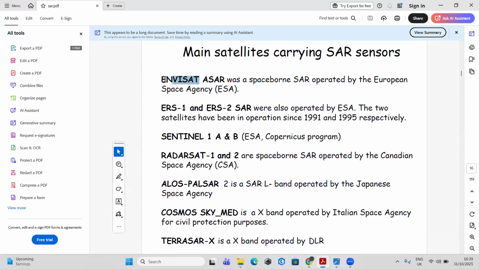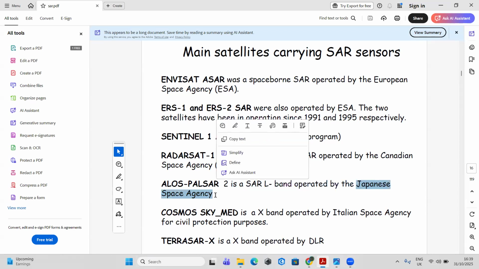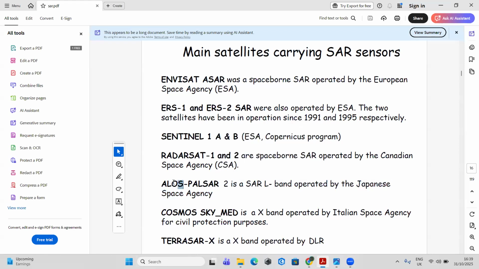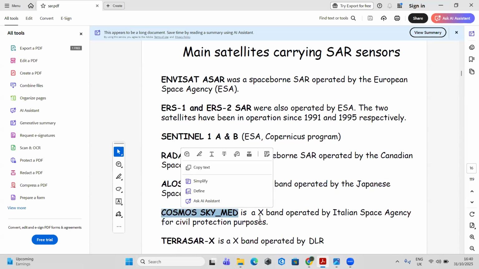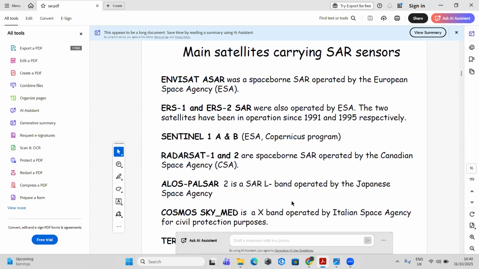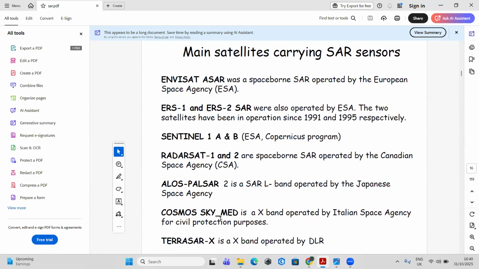That is Envisat, European Remote Sensing Satellite 1 and 2, Sentinel-1 A and B, Radarsat 1 and 2, ALOS PALSAR. This is a very famous satellite, and we use its other products also. Cosmo-SkyMed is kind of paid, you have to pay a very high price.